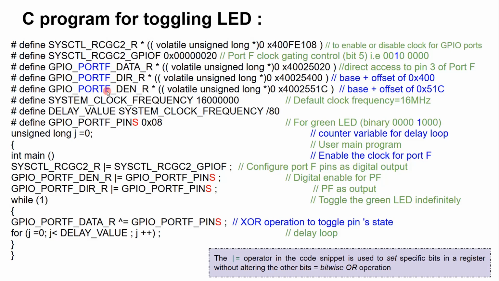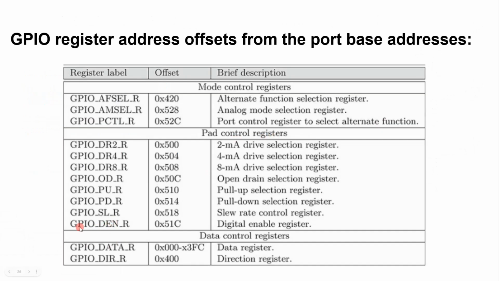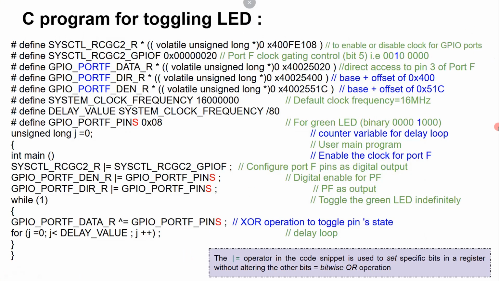Then we need to digitally enable port F. That means we have to set the bits. We want to make it act as an output. So that is why we have used the address 0x4002551C. Again, this offset is based on the table. For pad control registers, in particular, if you want to digitally enable, you have to add an offset of 0x51C. That is the digital enable register. So as you observe, this is the address that we obtain.